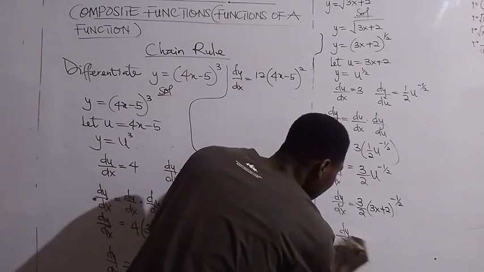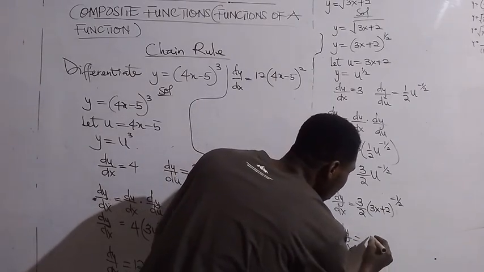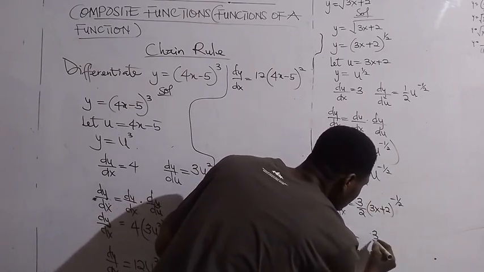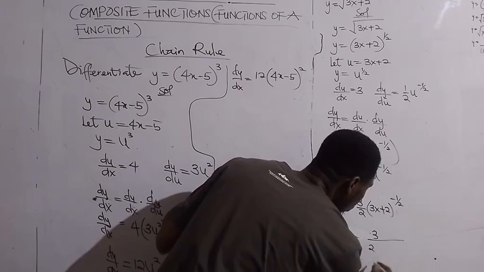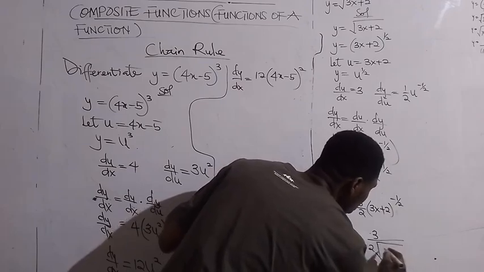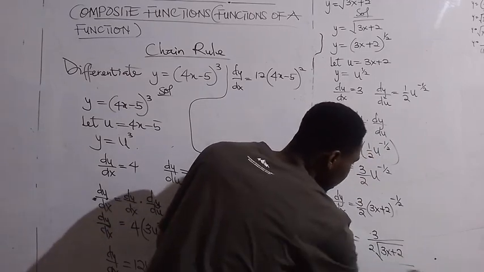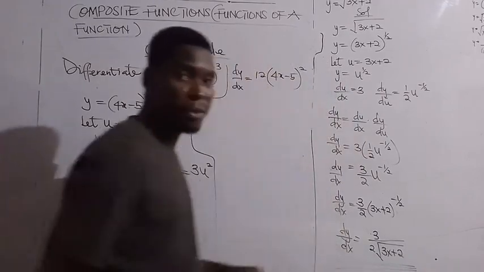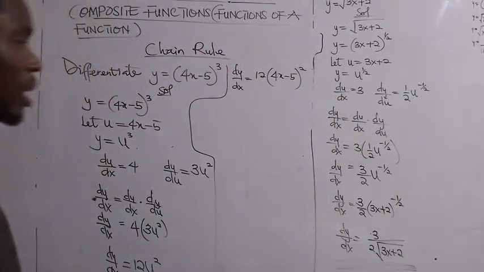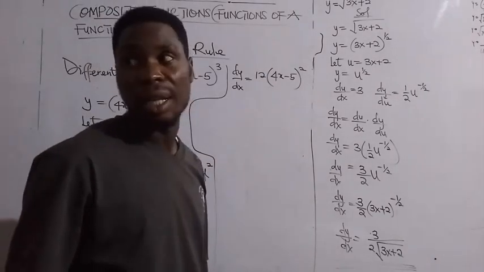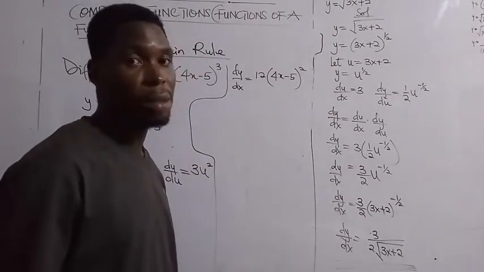So dy over dx is equal to, we have 3 as the numerator, 3 all over 2 root of what? 3x plus 2. This is the final solution. That is the final answer for this particular question.